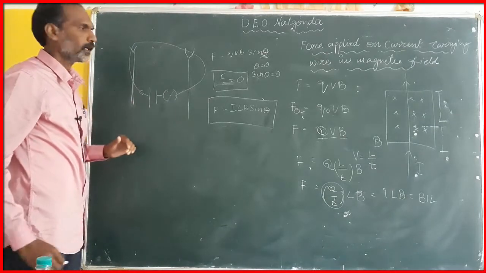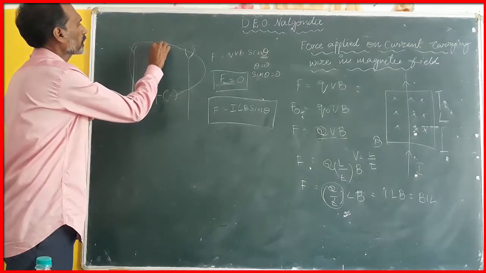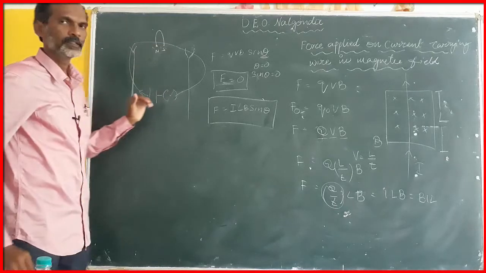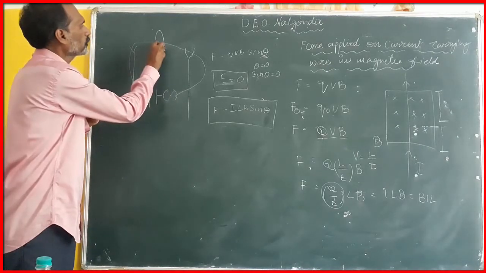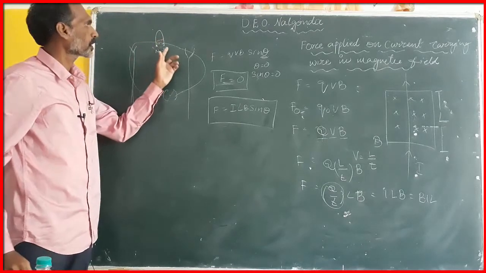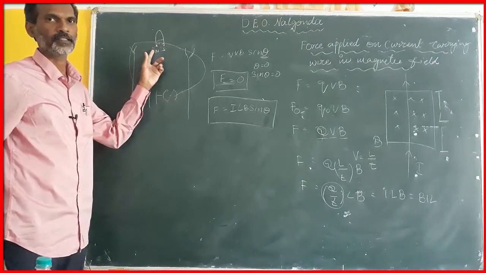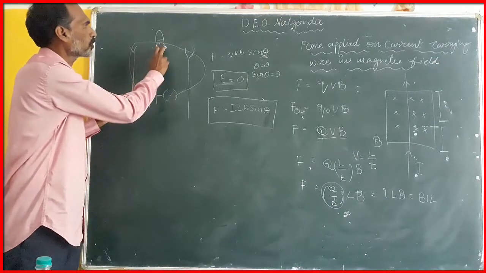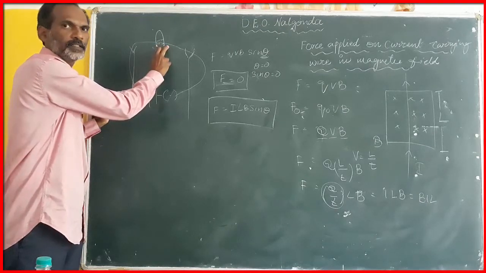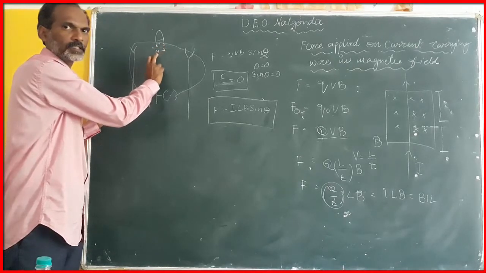Now you place this horseshoe magnet. It has north and south poles. The magnetic field lines travel from north to south. It means the current carrying conductor is placed in a magnetic field. Already, as this is a horseshoe magnet, there will be a magnetic field in between the ends of the north and south poles.